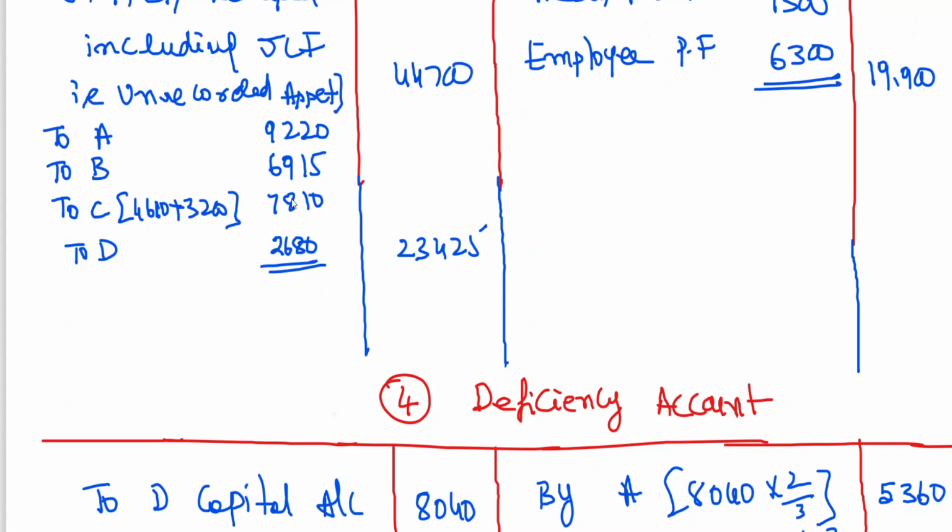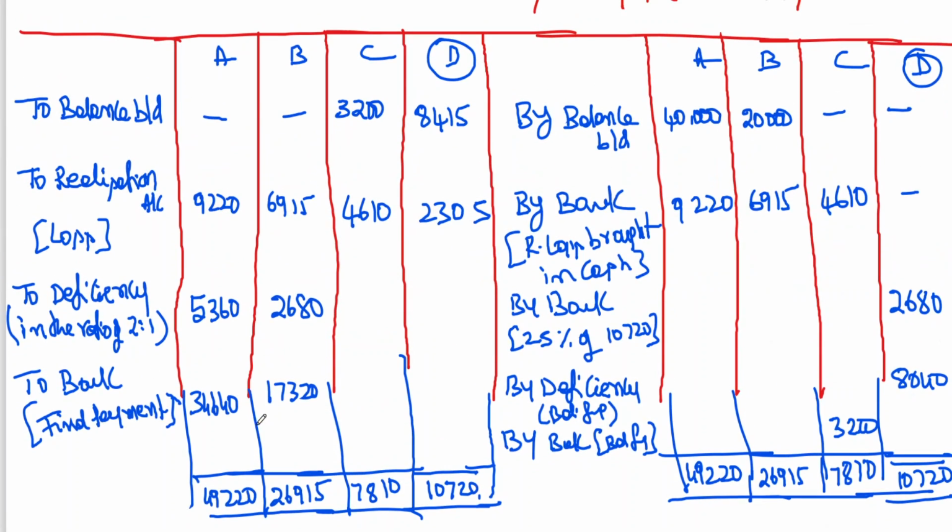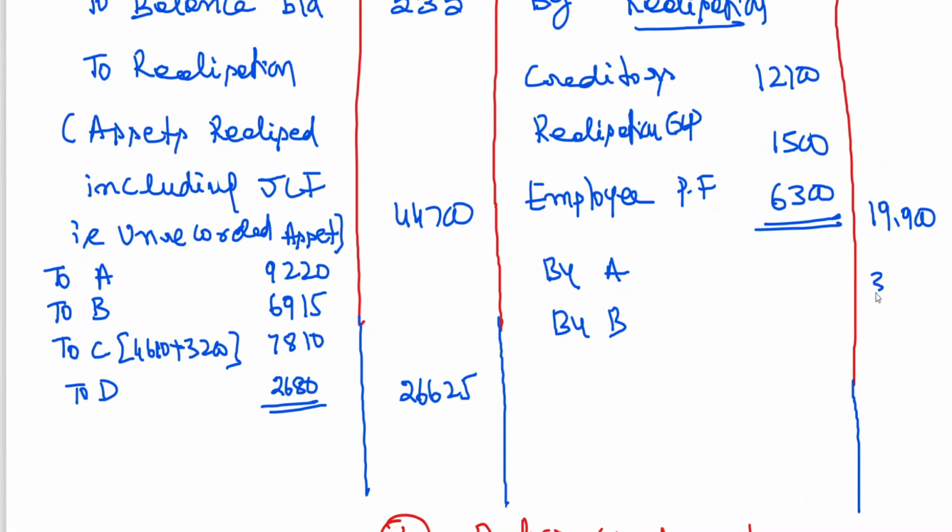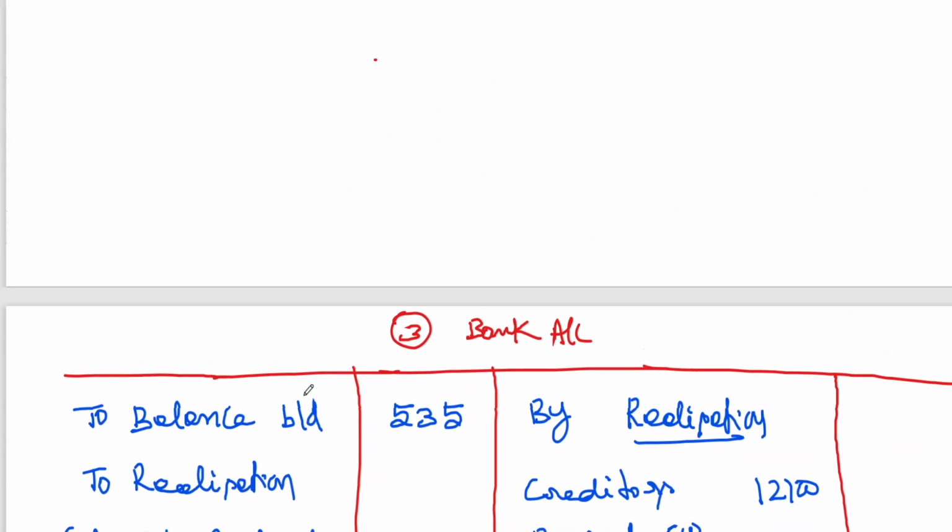Let me cross check. 7,810 plus is coming to 26,000. Instead of writing C 2 times, I have written like this. And the explanation I've already given. 26,625. Okay. Now, finally, you need to make a payment to A and B. This is what we have done, no? What is the amount you have paid to A? 34,640. And B, 17,320.